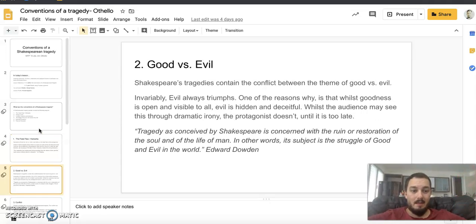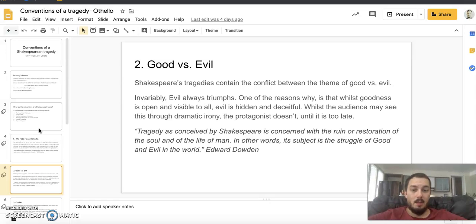Next, we think of this idea of good versus evil. So Shakespeare's tragedies often contain the conflict between the theme of good versus evil. And in tragedy, evil always triumphs. And one of the reasons is, while goodness is open and visible to everyone, evil is hidden, it is deceitful, it's mysterious. So while we, the audience, may see this evil happening through dramatic irony, the protagonist doesn't, often until it is too late. And often by the time they've realized, they have already sealed their fate.